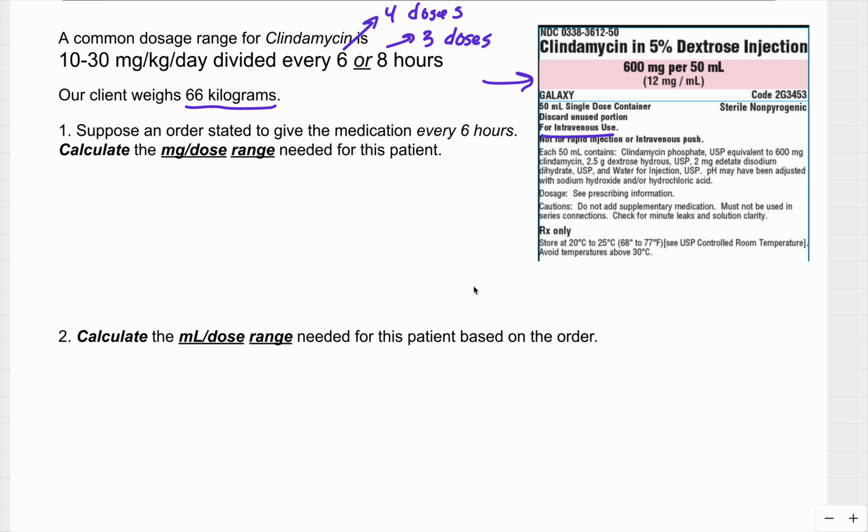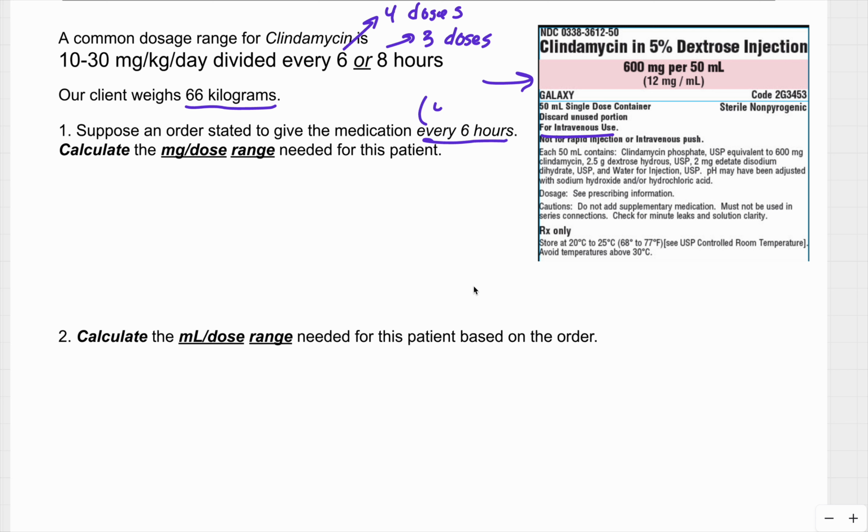So that means we'd prepare this in a syringe, or the pharmacy would put this into an IV bag and then send that for an infusion. So let's figure out how much of this medication is actually needed for this patient. So suppose an order stated to give this medication every 6 hours.